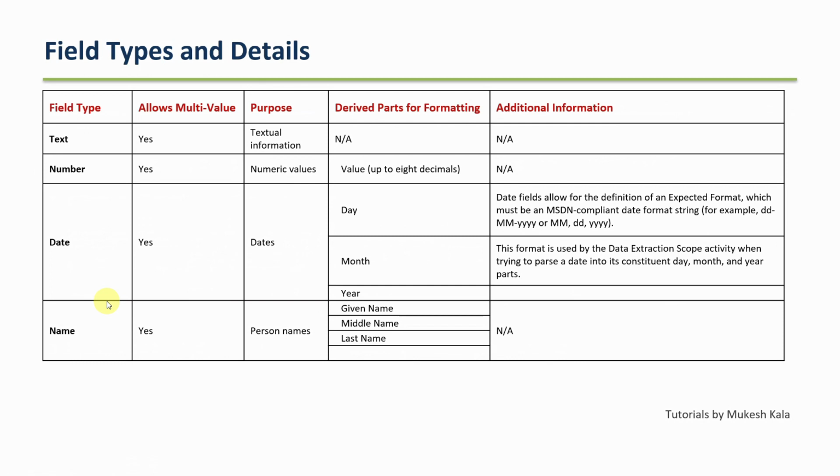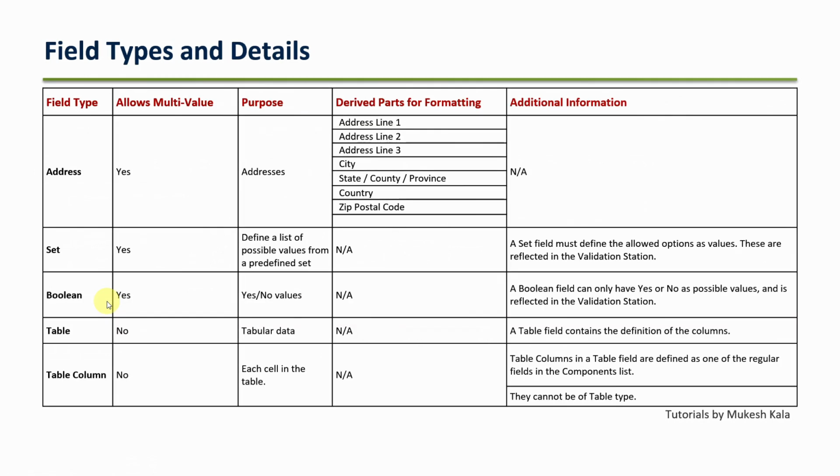We can have text, number, date, name. We can have address, set. Set is a list of values. Boolean, true and false. We can extract a table. Let's say there is a table which has a list of items. Document Understanding has the capability to extract the table. We can extract the table column and so on and so forth, right? So all this information you see on the screen is the field type, which means what data I want to extract and what the possible kinds of data are.